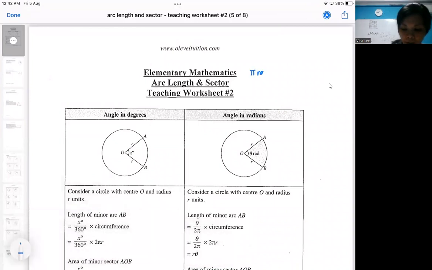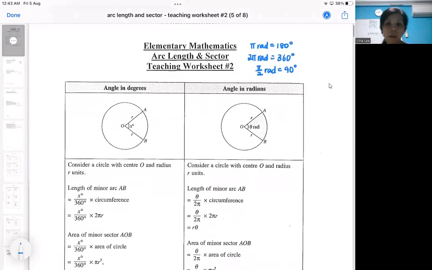So pi radian is equivalent to 180 degree. 2 pi will be 360 degree. Pi over 2 radian will be 90 degree. So these are the few common numbers that we always use in the degree mode. So right now when we switch over, we got to be using it in radian.